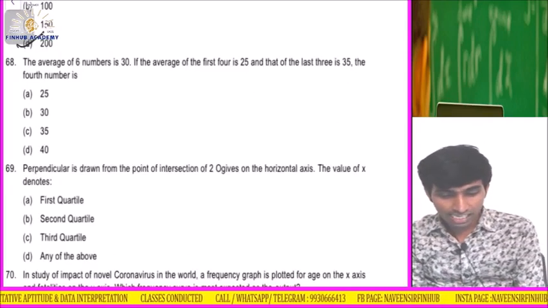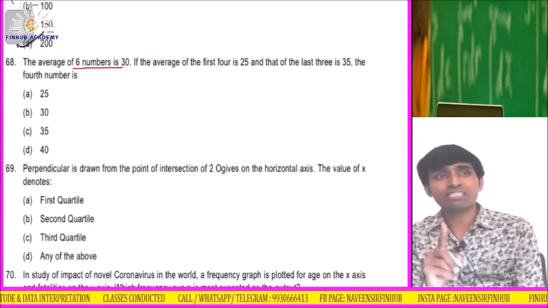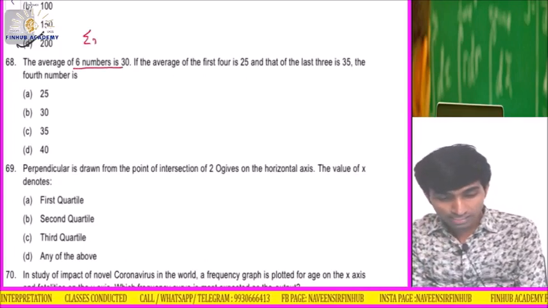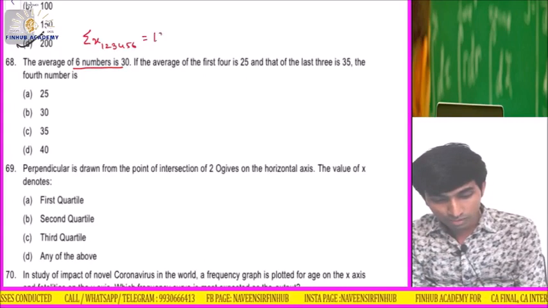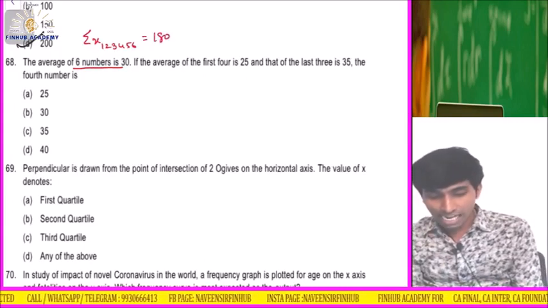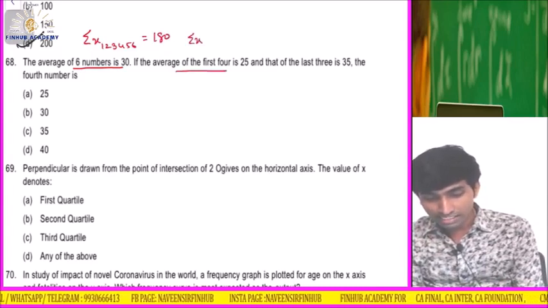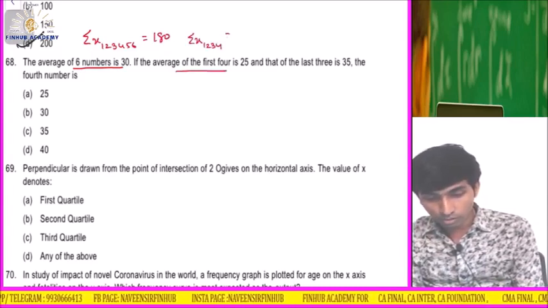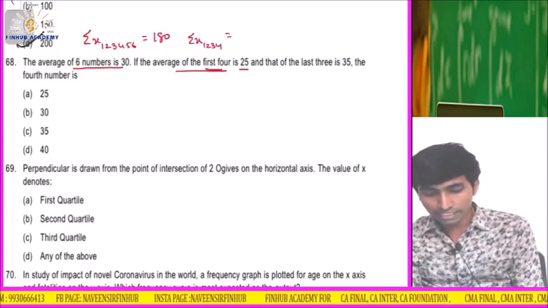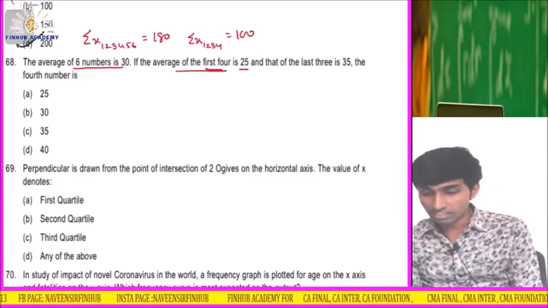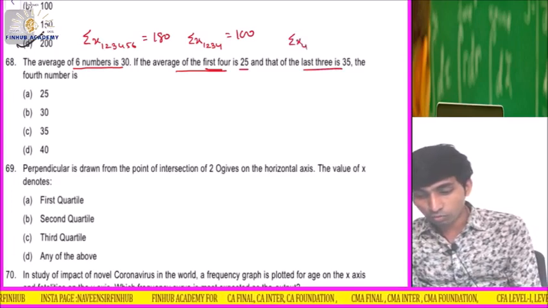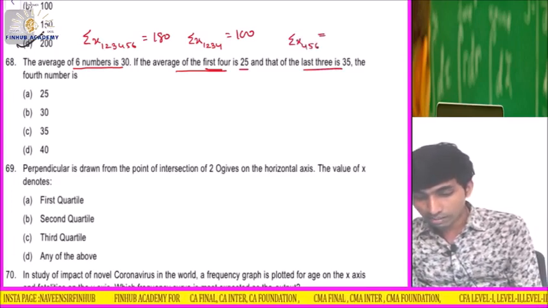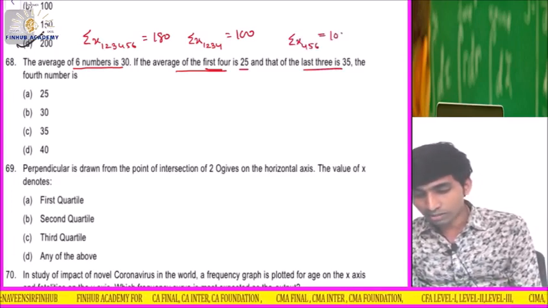Understand this question. The average of the 6 numbers is 30. That means sum of x1, x2, x3, x4, x5, x6, all the totals is how much? 180. Same way, the average of the first 4 numbers is 25, so these 4 numbers total is 4 into 25, that is 100. Very simple question. The last 3 numbers average is 35. Means summation of x4, x5, x6 totally is how much? 35 3s are 105. Understood?